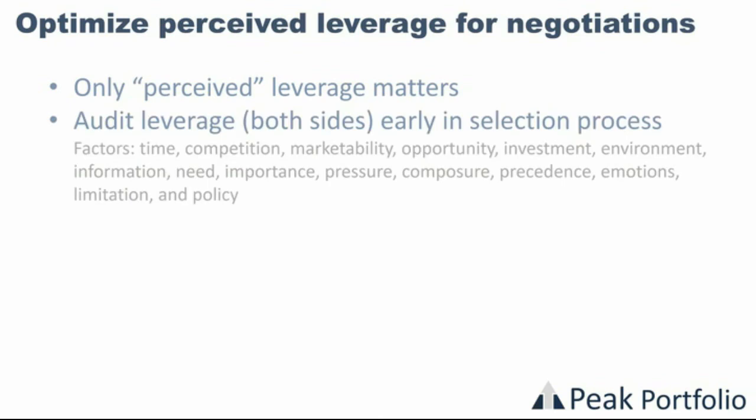So the first step in this is to audit both sides to understand who's got the leverage. So I've listed out some factors here. You can see time, competition, marketability, opportunity, and so forth. Time is a really easy one. Who's in a hurry? And if you determine that the other side appears to have a deadline, you might test that by slowing down a little bit and just seeing if they get anxious. If they've got a hard deadline, that gives you leverage in the negotiation.